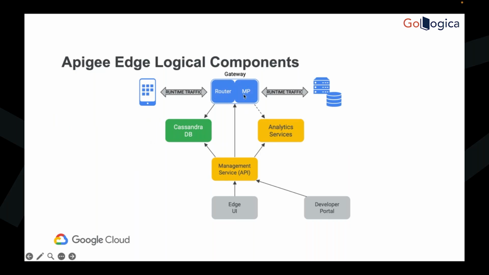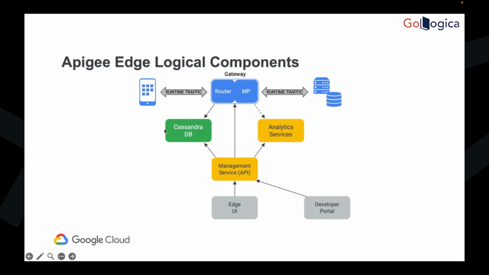So the message processor will execute policies and process the request. After processing the request, it will call the backend system. The backend system will then give the response. Again, there are policies to process the response. After processing, it will hand it over to the router, and it will go to the client. This is how the runtime traffic flow works.